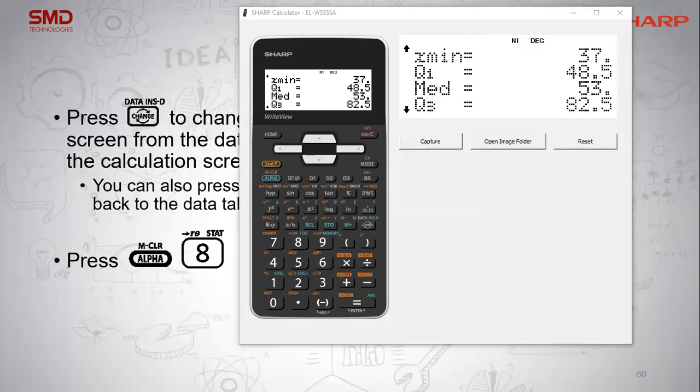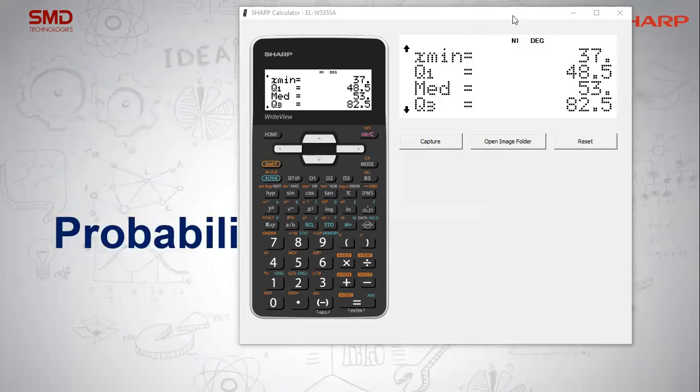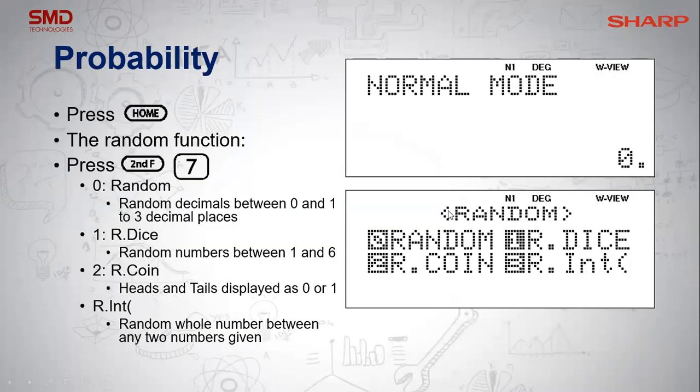Cool. All right. Then the last thing on the agenda is probability. And this is just a fun section. I know that we often get frustrated teaching probability. So this is a fun way to teach probability, and you actually have a whole range of random functions on the calculator.